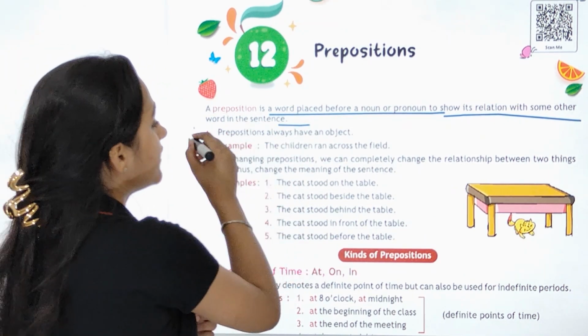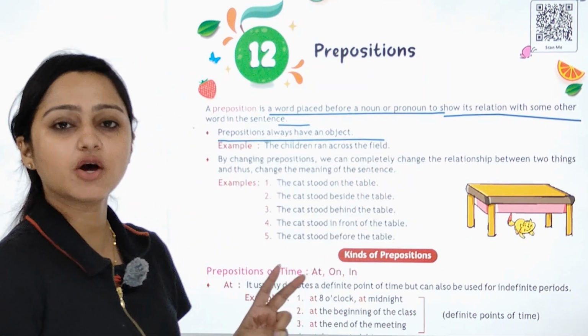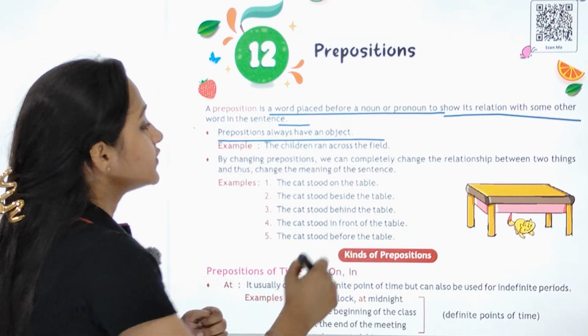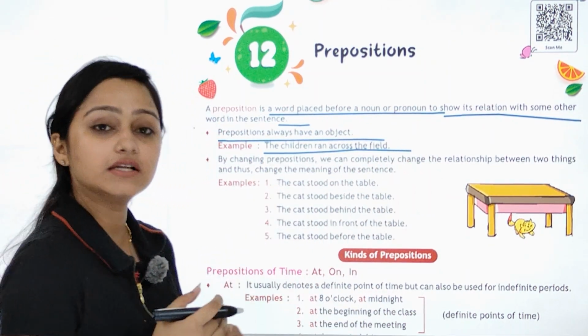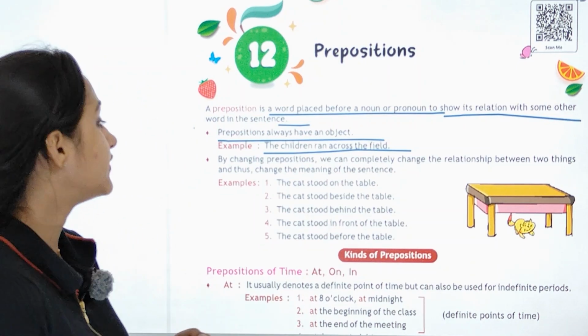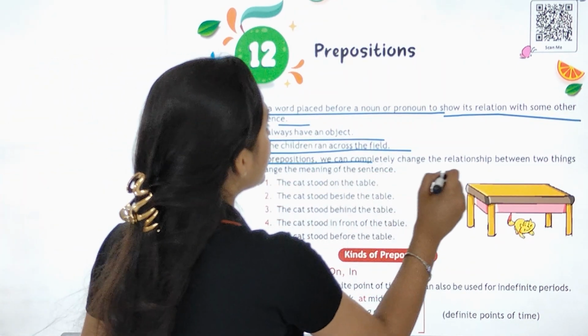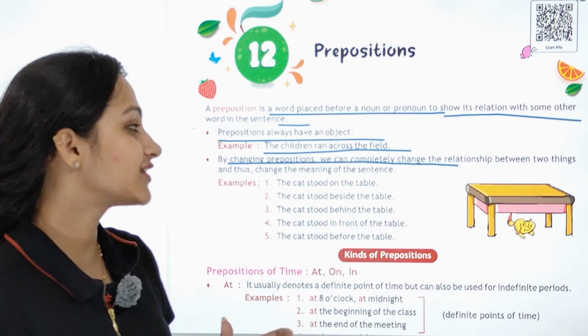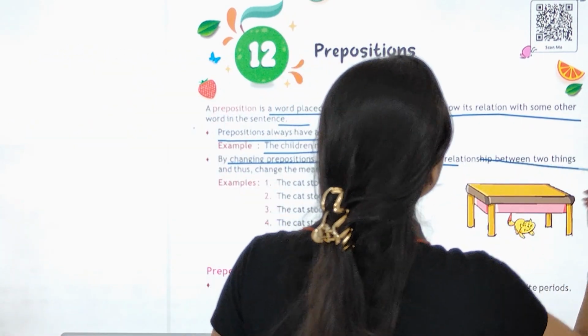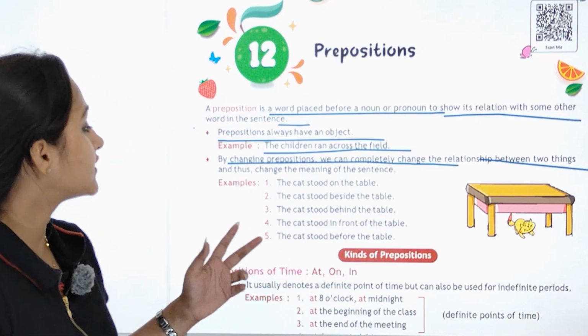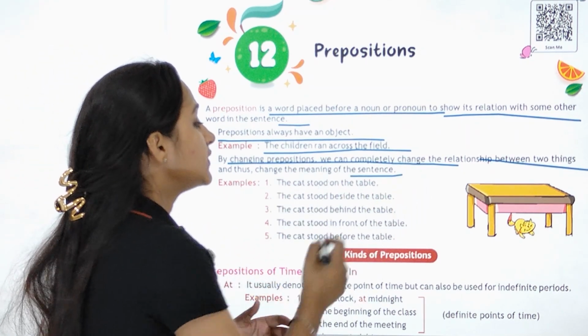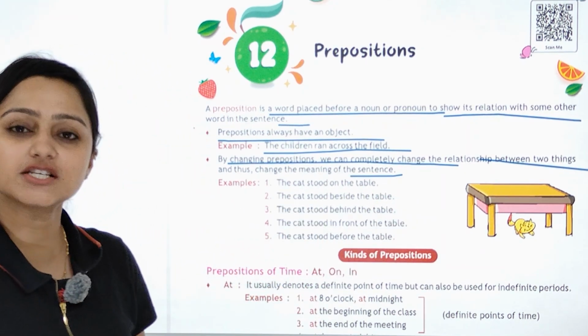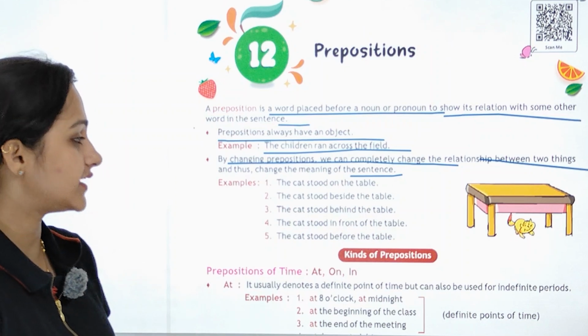Like preposition always have an object. Preposition करके हमेशा क्या होता है? एक object होता है. The children ran across the field. Children ने कैसे रन किया? Across the field. By changing preposition, we can completely change the relation between two. जब हम preposition change करते हैं, हम completely change कर देते हैं relation किसमें? Two things में. Like and thus, change the meaning of the sentence. और हम क्या change कर देते हैं? Meaning change कर देते हैं sentence का.